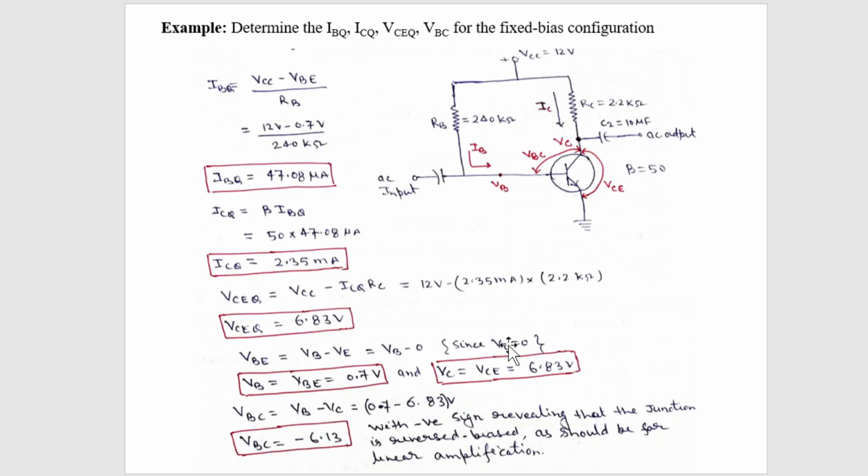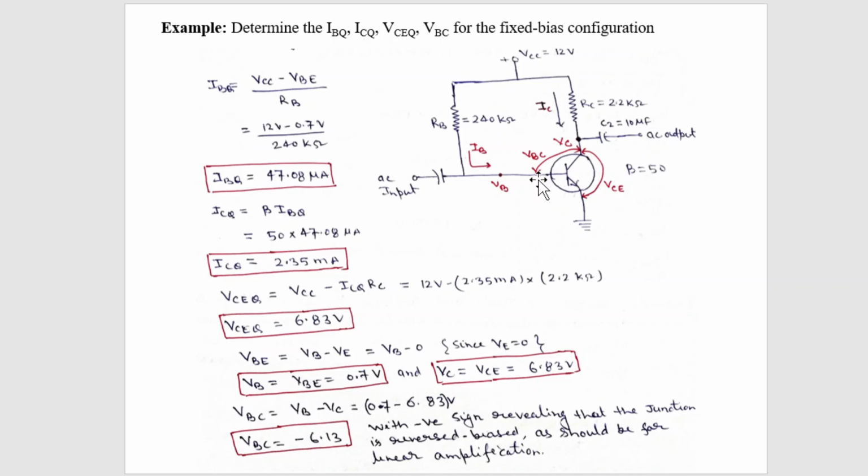Okay, and similarly VCE is equal to 6.83. So VC is equal to VC minus VE. VE is equal to 0, so VC is equal to 6.83 volt. So VB is equal to 0.7 and VC is equal to 6.83, so we can find out the VBC. VBC is equal to VB minus VC, that is 0.7 minus 6.83 volt. That is VBC equal to minus 6.13 volt.